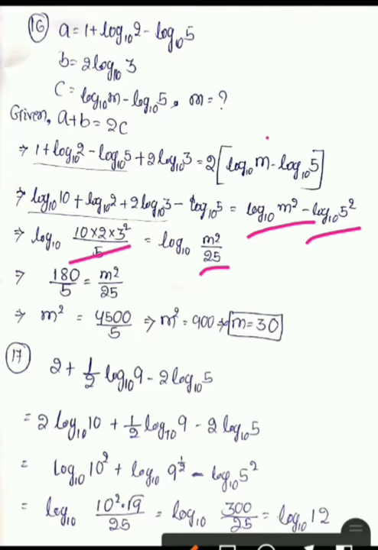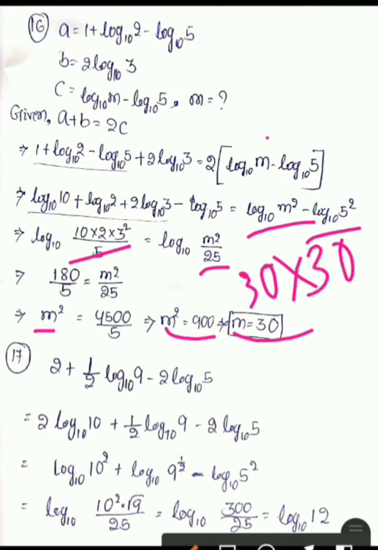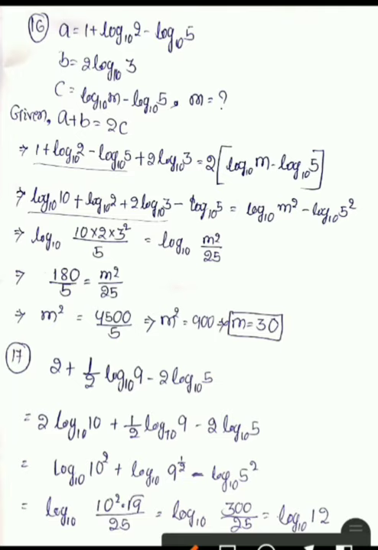So students, just multiply this all. 180 by 5 by the product law and quotient law. 180 by 5 is equal to m square by 25. By the cross multiplication method, you will get m square is equal to 900. Therefore m is equal to 30. So 30 into 30, you know it is 900. So m square is equal to 900, m is equal to root of 900. That means m equal to 30.